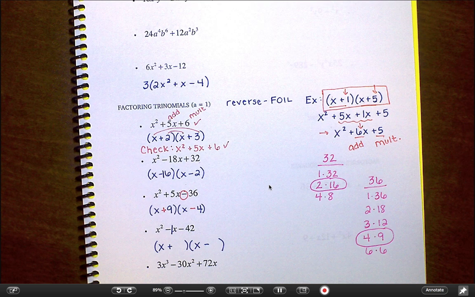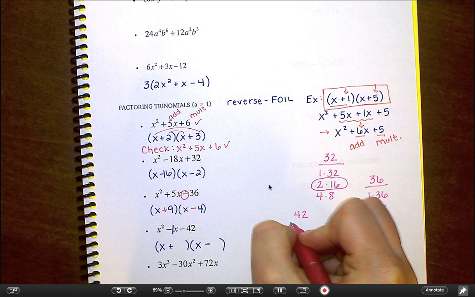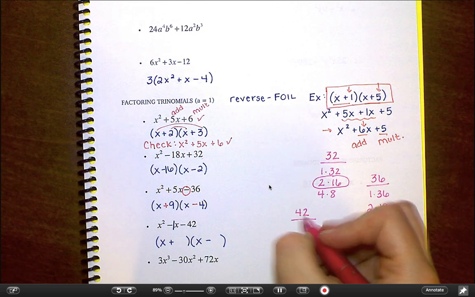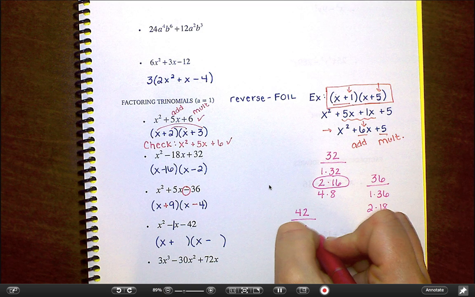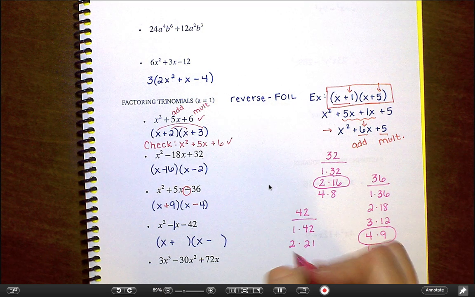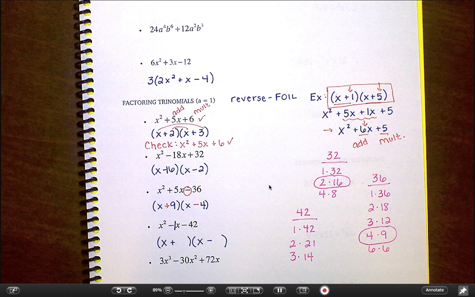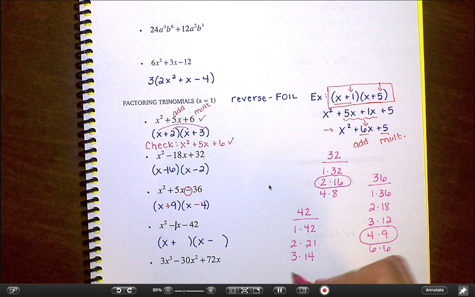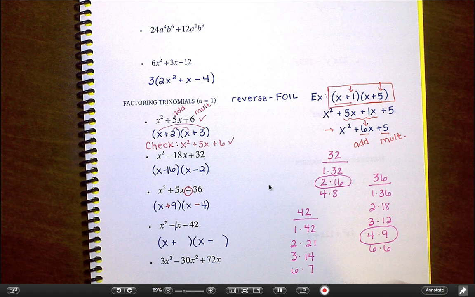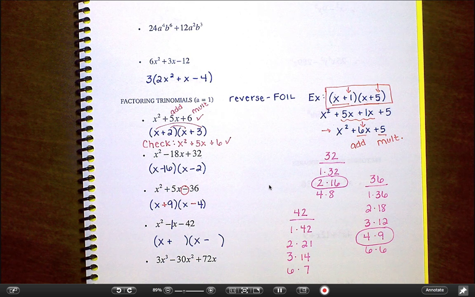Okay. Well, here's my 42 list. Hopefully you're trying to come up with the answer. Hopefully you can beat me. 1 and 42, 2 and 21. 3 times 14 makes 42. 4 doesn't work, 5 doesn't work, 6 and 7, and then 7 would be next, and that's already on my list. So using one of these combinations, I need to somehow make a -1 in the middle.